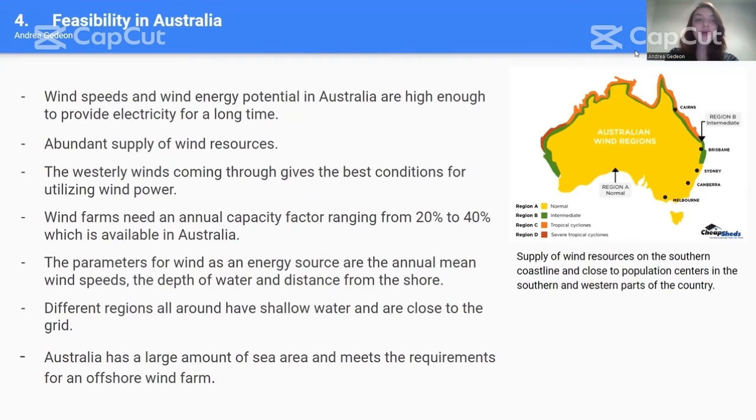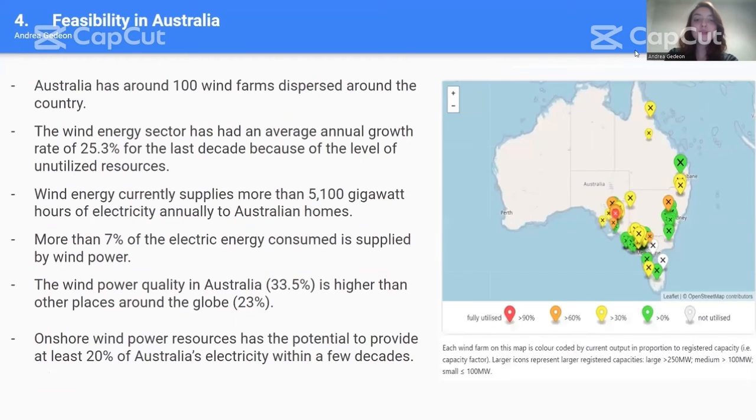And now what is currently happening in Australia. So Australia has around 100 wind farms dispersed around the country. You can see in the picture where they are dispersed and their capacity factor. The wind energy sector has had an average annual growth rate of 25.3% for the last decade because of the level of unutilized resources. Wind energy alone currently supplies more than 5,100 gigawatt hours of electricity annually to Australian homes.